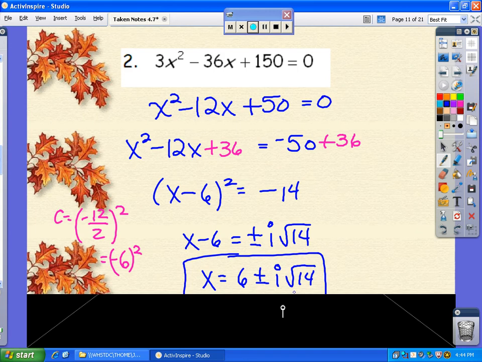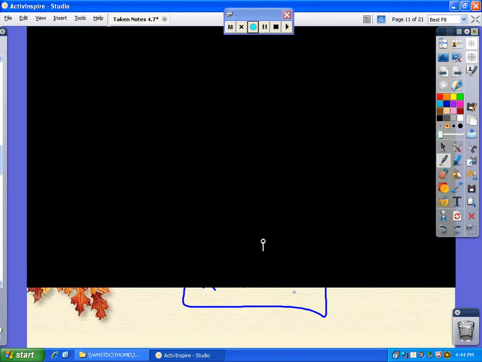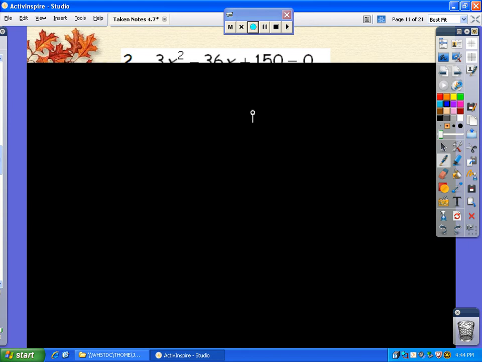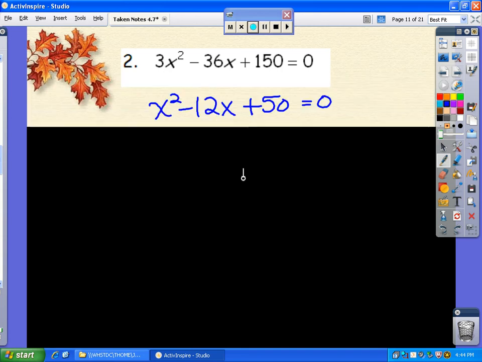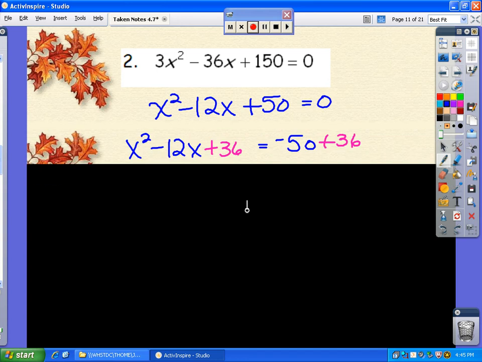Alright, another example. In this one, notice we have a lead coefficient. But 3, 36, and 150 all have 3 as a common factor. So what I did first was divide everybody by 3. Move the 50. Complete the square in pink.